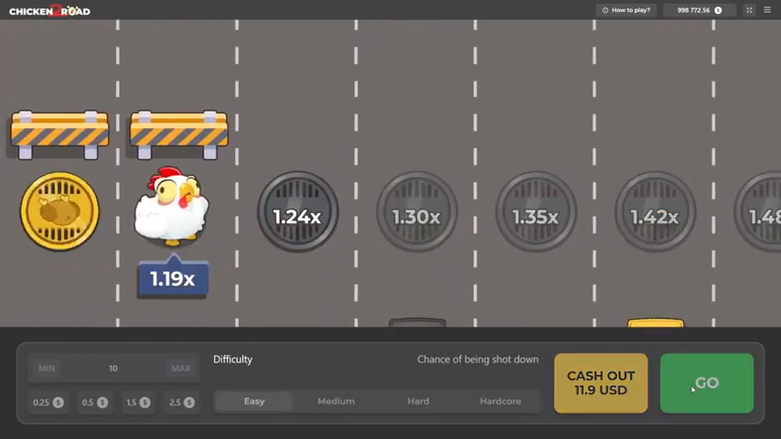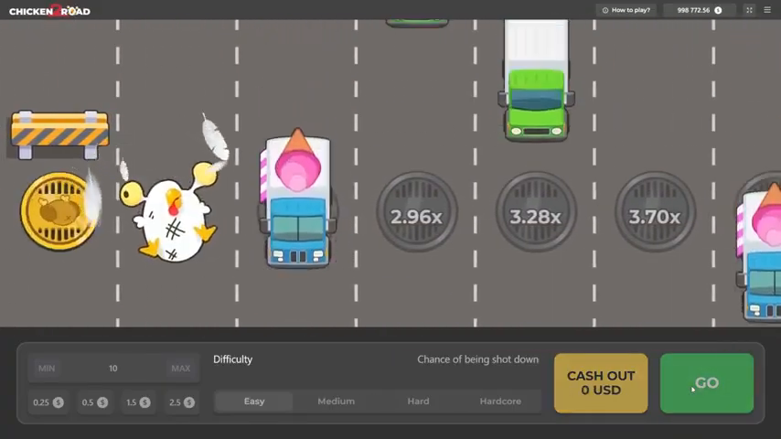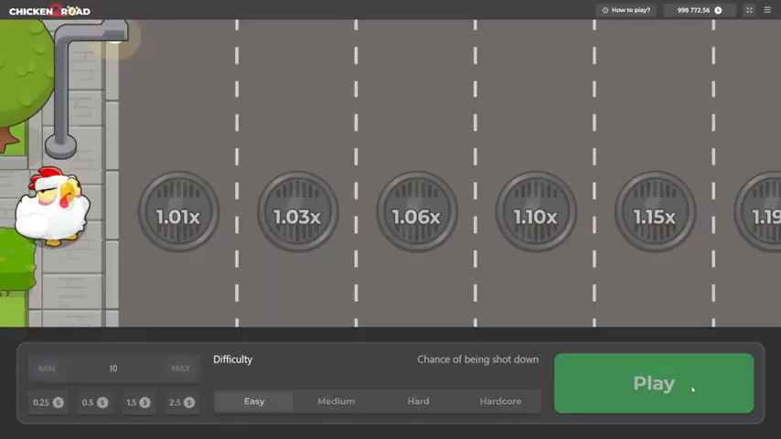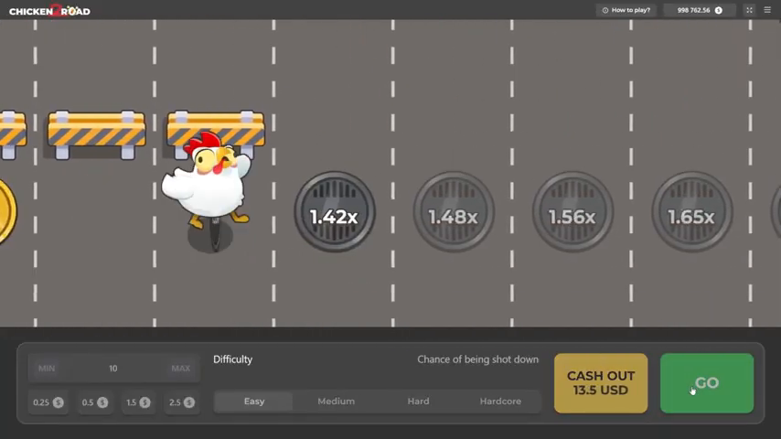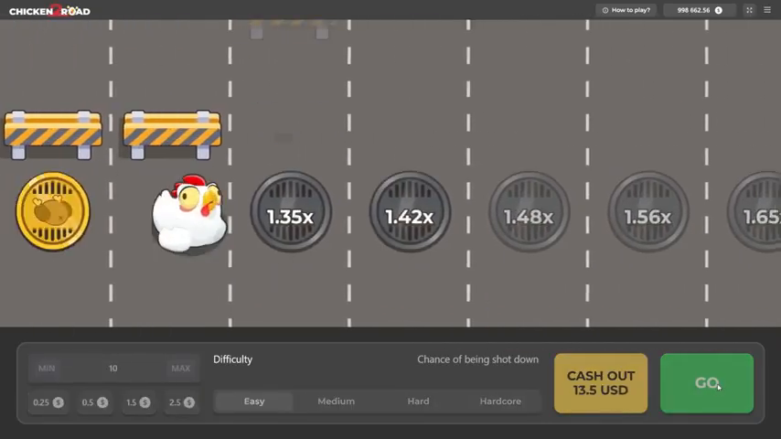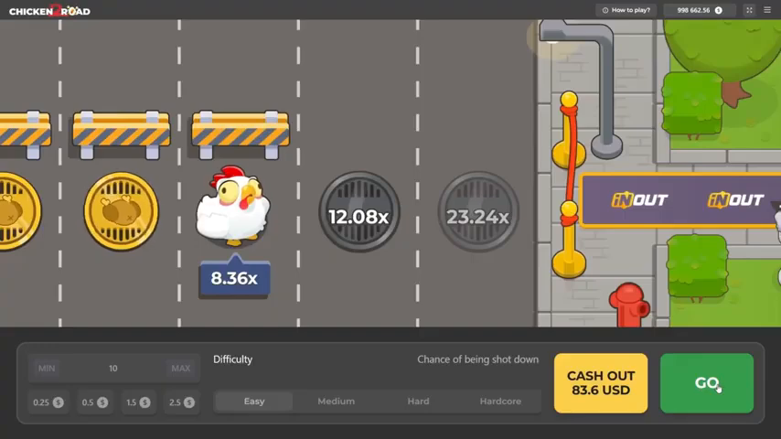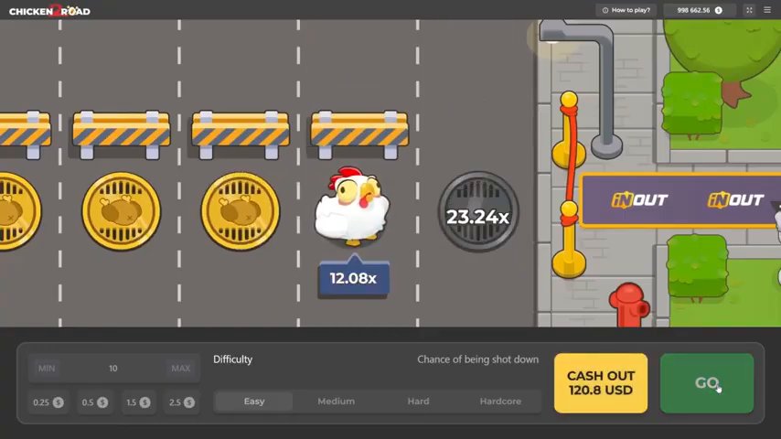Tip number 2, set a win goal and a loss limit. If you're up 50%, consider stopping. If you've lost your predetermined amount, definitely stop. Don't chase losses. This is the number one way people turn small losses into devastating ones. Tip number 3, take breaks between sessions. Don't play for hours straight. The longer you play, the more likely you are to make emotional decisions rather than rational ones.